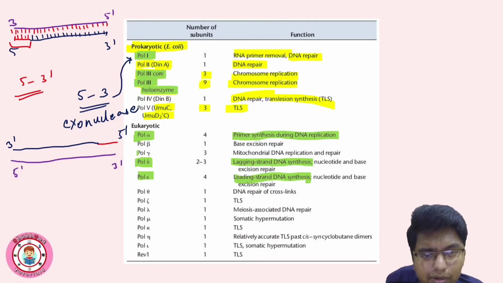One more important one is polymerase gamma. Polymerase gamma does mitochondrial DNA replication and repair in eukaryotes. The rest, polymerase beta, polymerase theta, polymerase mu, are used for different repair pathways as well as some other functions. But the most important for DNA replication are polymerase alpha, polymerase delta, polymerase epsilon, and polymerase gamma.